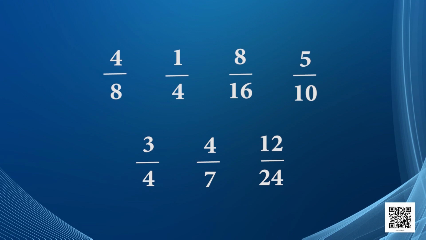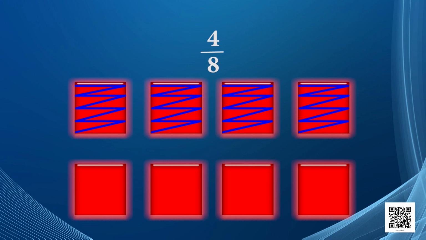Let us check one by one. Is 4 upon 8 equivalent to 1 upon 2? How many boxes are there in total? 8, isn't it? Out of how many are shaded? 4. Is it half? Yes. Hence, 4 upon 8 is equivalent to 1 upon 2.